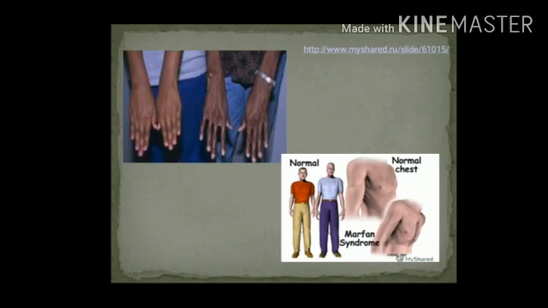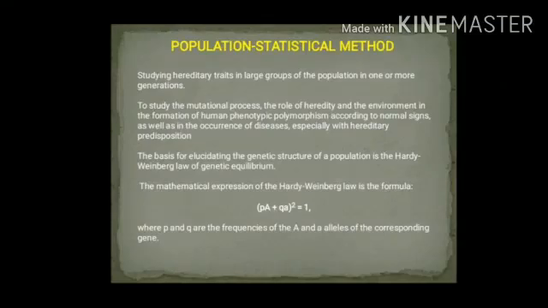The next method is the population statistical method. Studying hereditary traits in a large group of the population in one or more generations. Using statistical processing of the obtained data, the method can be used to calculate the frequency of occurrence in a population of alleles of a gene and the corresponding genotypes for these alleles.